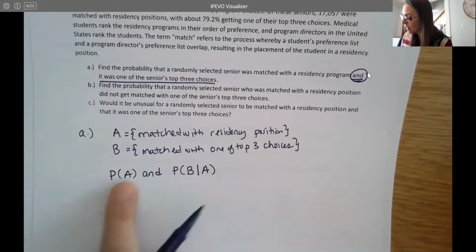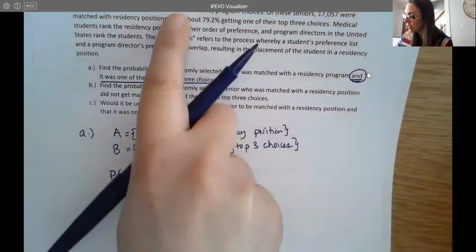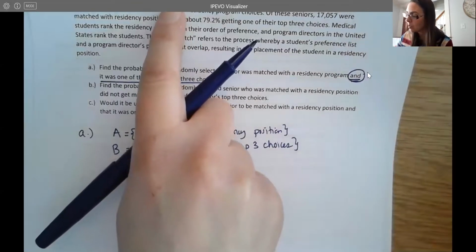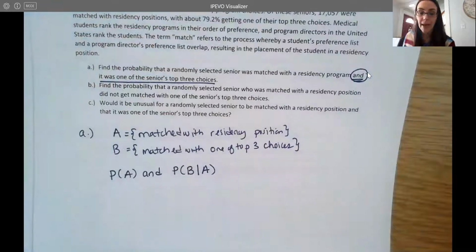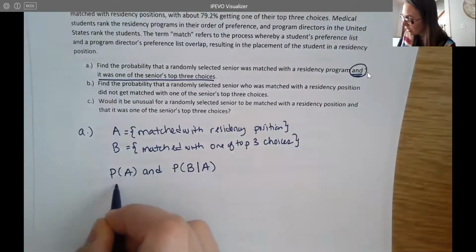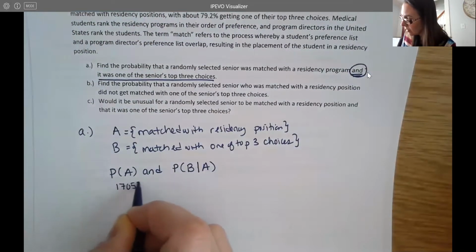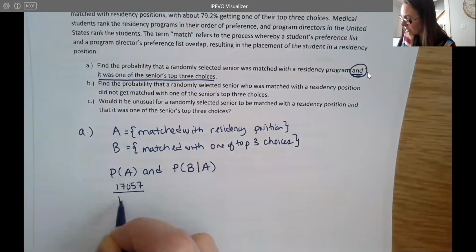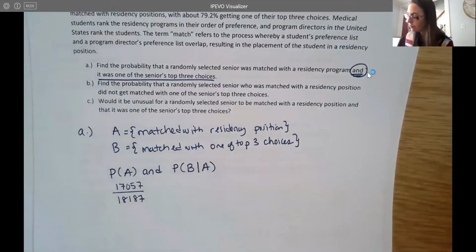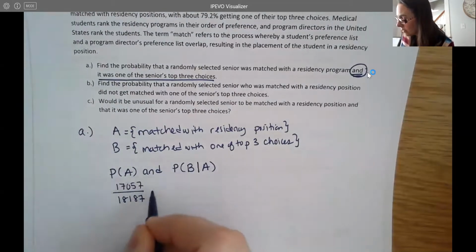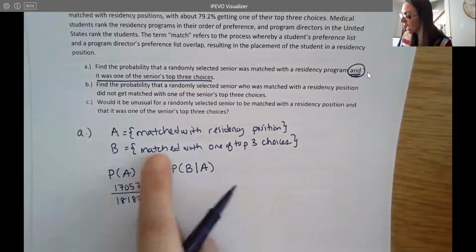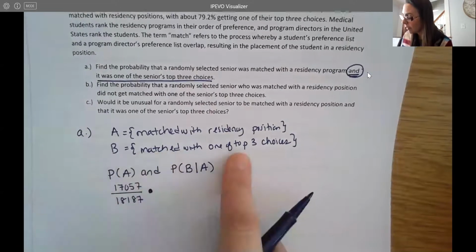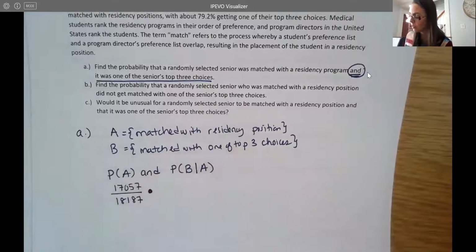So what's the probability that someone was actually matched? So it tells us that 18,187 students applied and 17,057 were actually matched. So your first probability is the 17,057 divided by this 18,187, right? Part to total still. And means multiplication.